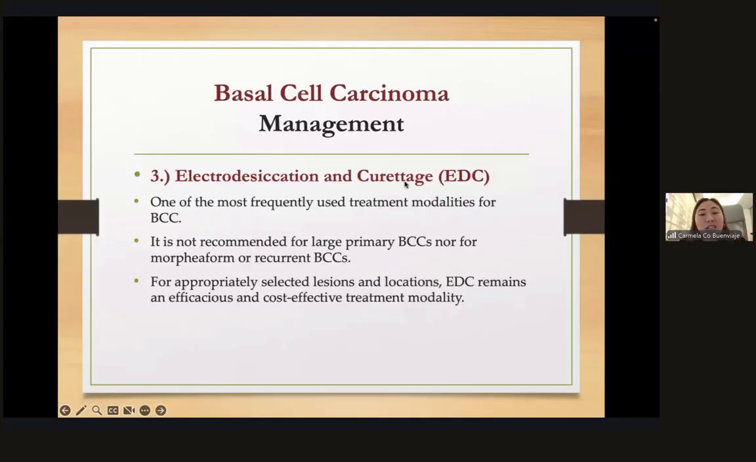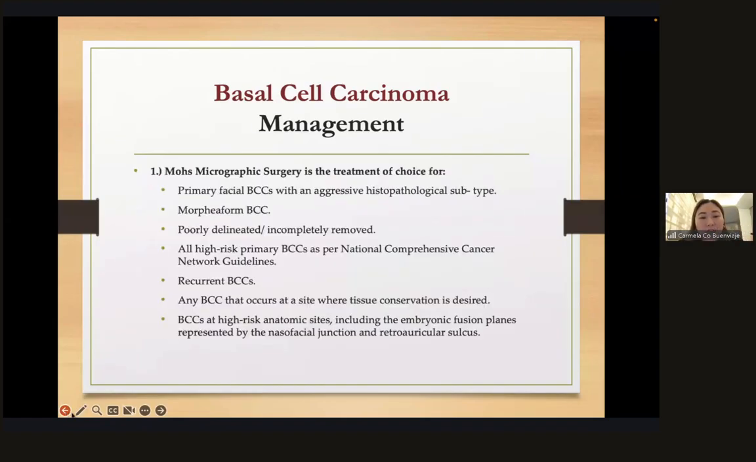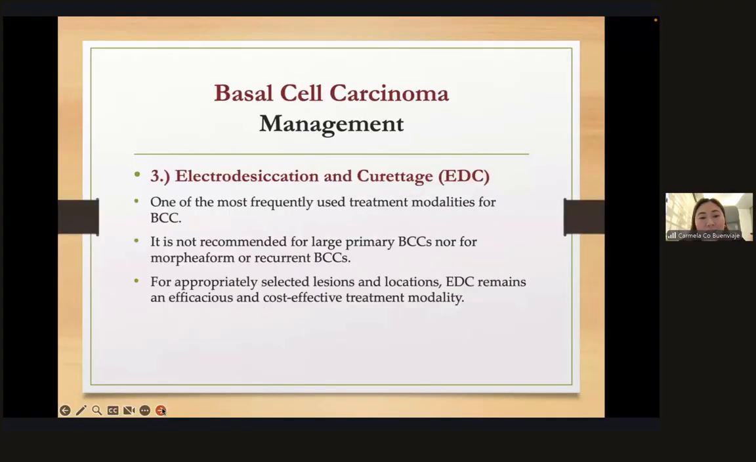Next would be electrodesiccation and curettage. It is one of the most frequently used treatment modalities for BCC because it's the easiest to do, but it is not recommended for primary BCCs nor for morpheiform or recurrent BCCs. So for appropriately selected lesions and locations, EDC can remain an efficacious and cost-effective treatment modality. But usually we do not choose this. To be sure, we choose the surgery or Mohs micrographic surgery.